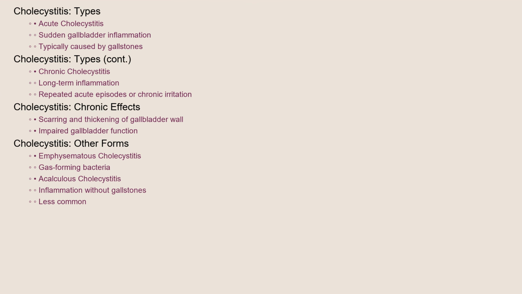Cholecystitis can be broadly classified into two main types: acute and chronic. Acute cholecystitis, as we've discussed, is a sudden inflammation of the gallbladder, typically caused by gallstones. Chronic cholecystitis, on the other hand, is a long-term inflammation of the gallbladder, often resulting from repeated episodes of acute cholecystitis or chronic irritation from gallstones. Chronic cholecystitis can lead to scarring and thickening of the gallbladder wall, impairing its function over time. There are also other specific forms of acute cholecystitis, such as emphysematous cholecystitis, caused by gas-forming bacteria, and acalculous cholecystitis, inflammation without gallstones. But these are less common.